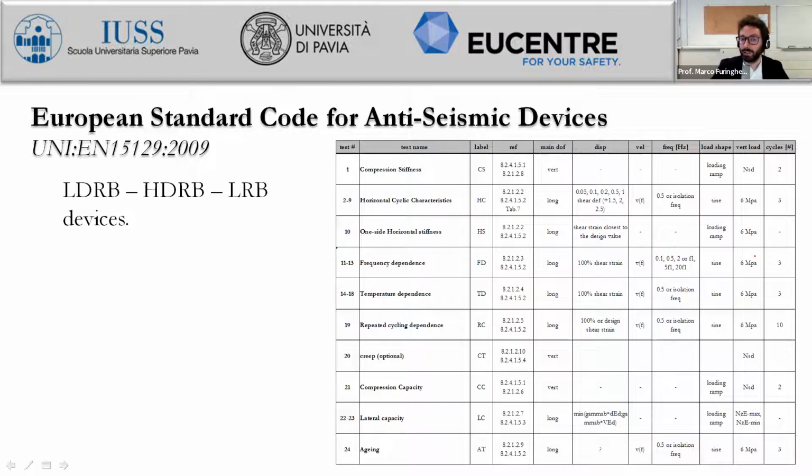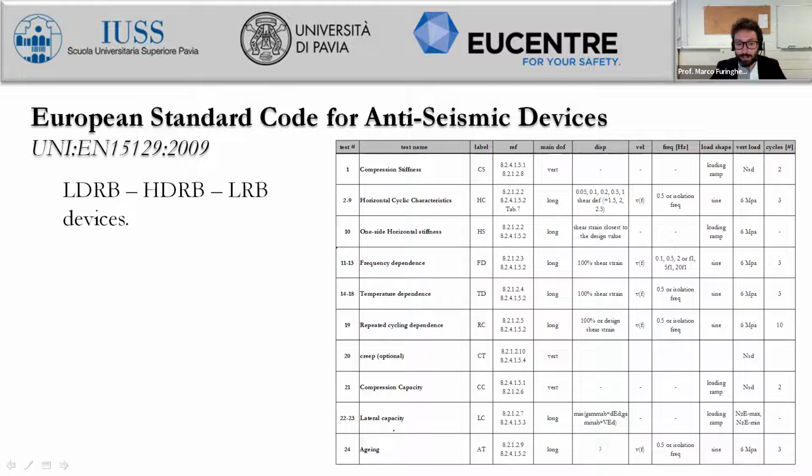So this means that the vertical load is computed according to the planned size of the device. According to the plan size, maybe it is a circular shape with 6 megapascals, so you can compute the vertical load. Then there is the repeated cycling dependence with 0.5 hertz of frequency or isolation frequency, 100% of shear strain or design shear strain if different, sinusoidal, 10 cycles and 6 megapascals of vertical load.